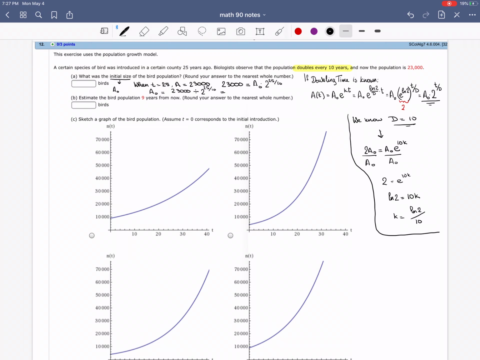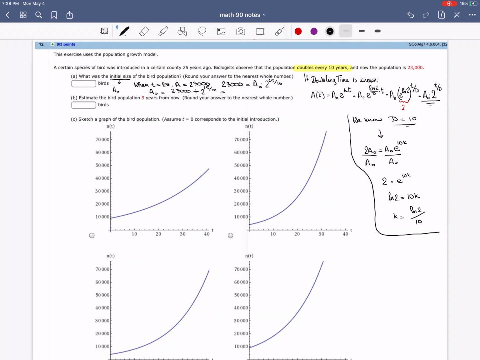For instance, if we started out with 7,000 birds, well, if it doubles once, that's 14,000. If it doubles a second time, that's 28,000. And then more, right? So if the population started at 7,000 birds, we would be at way more than 23,000 birds 25 years later. So you're expecting a relatively small number of birds because after it doubled twice and then some, it's only at 23,000.